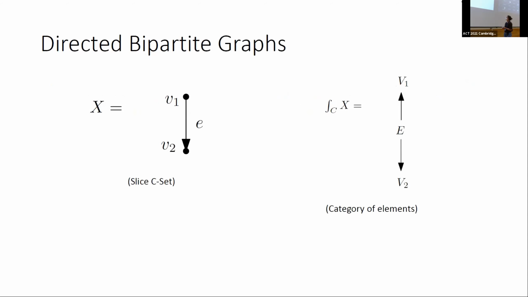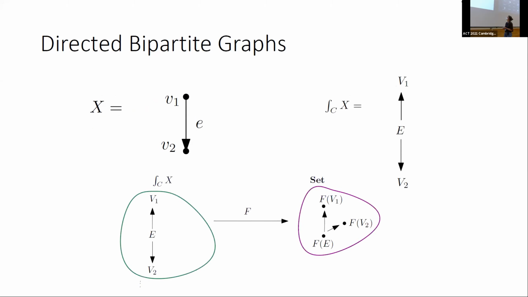For example, if you look at directed bipartite graphs, the slice of the C-set is the thing on the left, X, and the category of elements then gives you this span, which I have on the right. Then what we want to do is look at C-sets over the span into Set, and that F is then isomorphic to our actual state of the system.